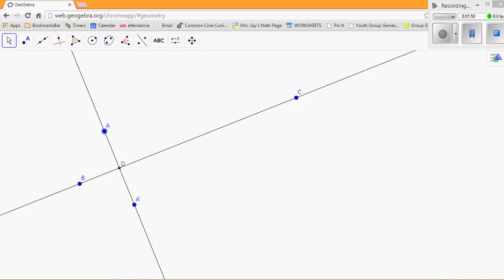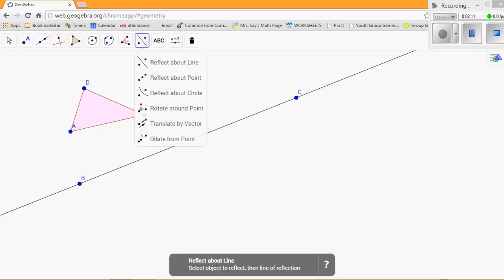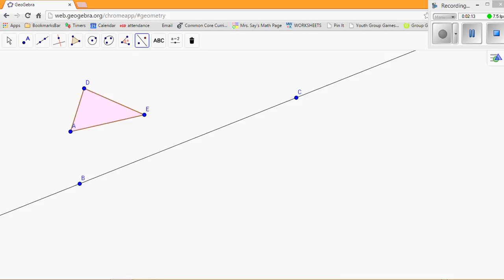All right, let's try something else across line BC. Let's try a shape. So let me make a polygon. Okay, so I made a triangle, ADE. And I want to reflect ADE across BC. So what you can do is you go to reflect about line, select the shape, select the line, and it should reflect it.